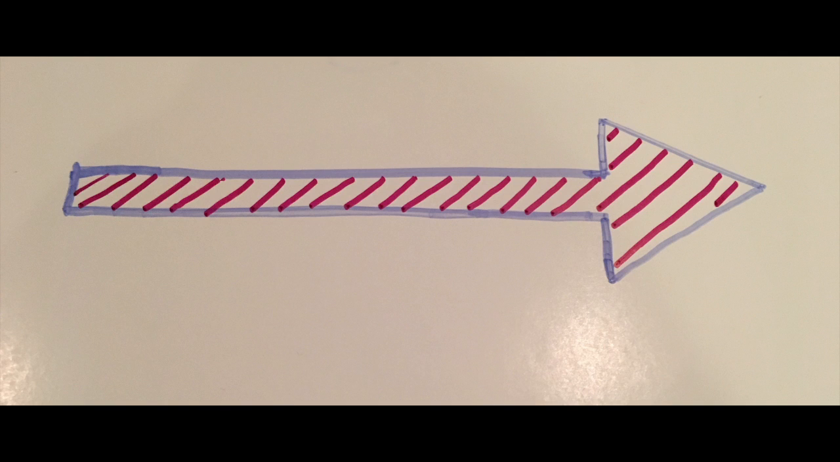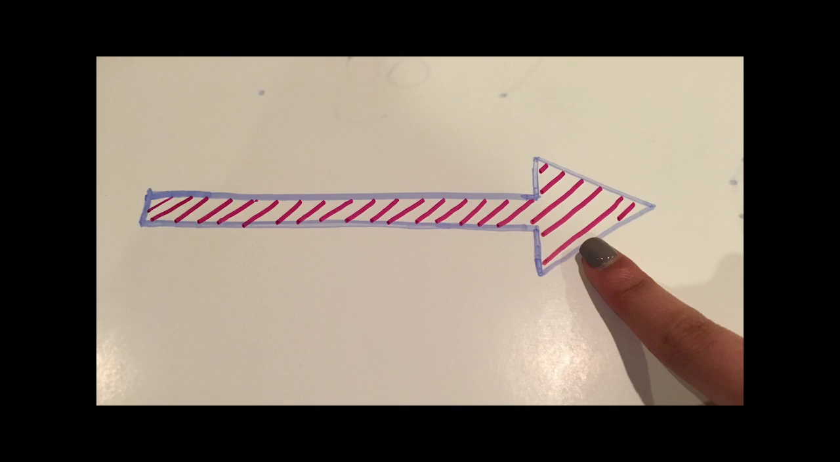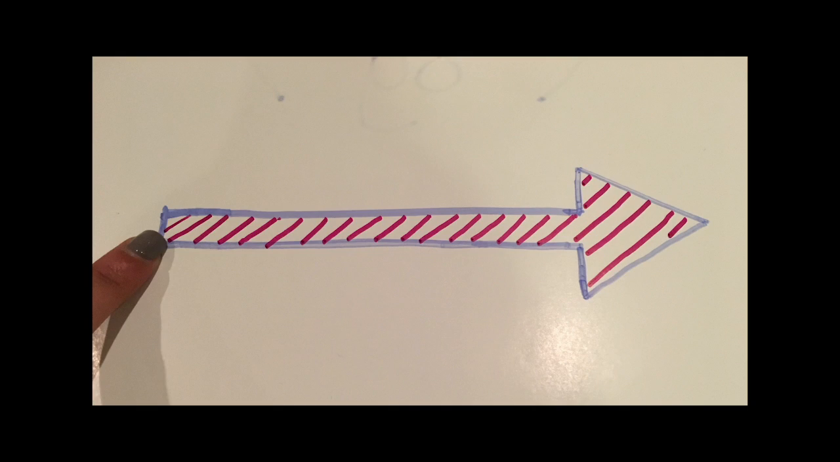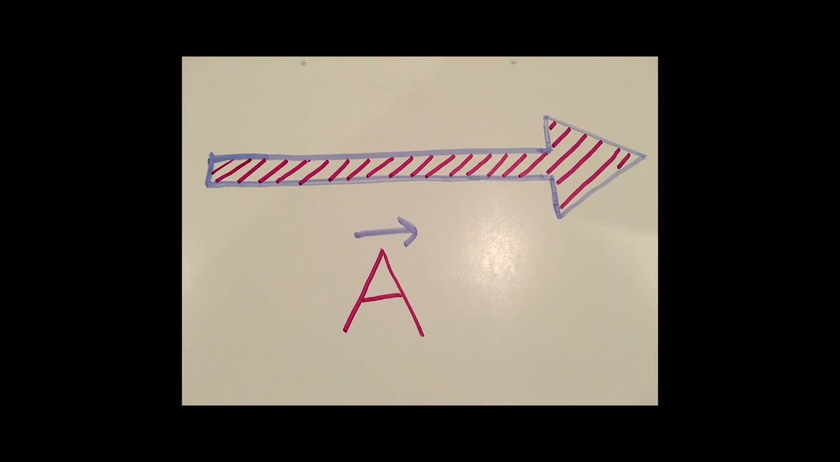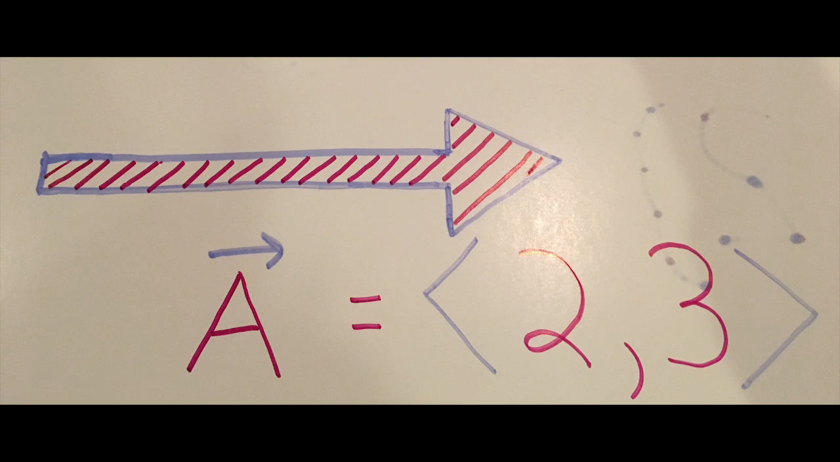This is a vector. It has both a head and a tail. Vectors can be written using a letter with an arrow over it. Then, to show the numerical value of a vector, use a chevron symbol and include at least two components of the vector.